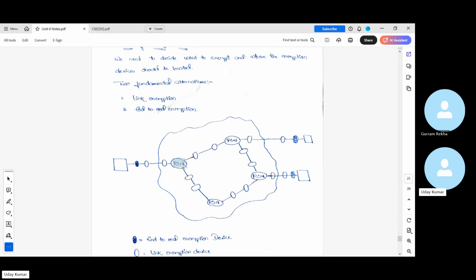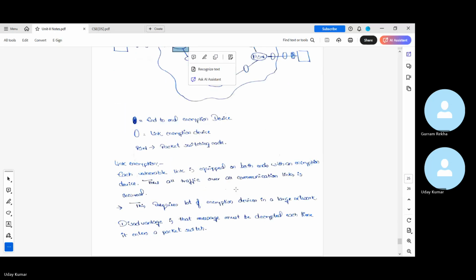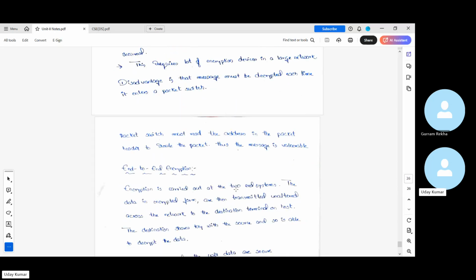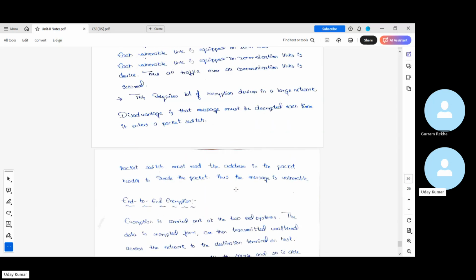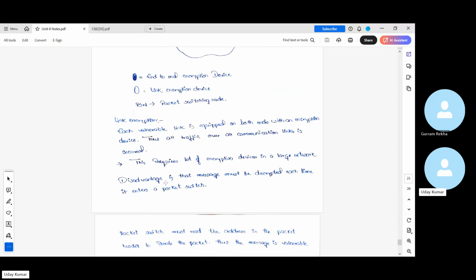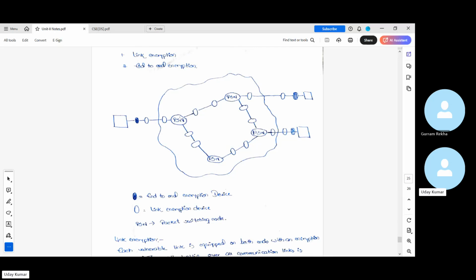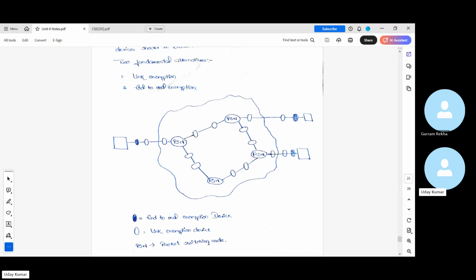Okay, so this diagram says you're going to send the data here, and you have this PSN, the packet switch node, right? This guy has to know whether the packet that came here has to be redirected in this direction or this direction, right? So here the first one is end-to-end, students. Once you encrypt the data here, only here are you going to decrypt.